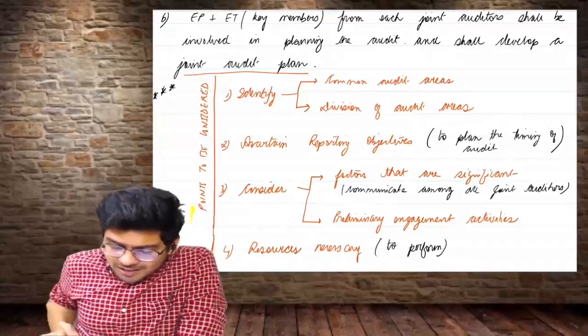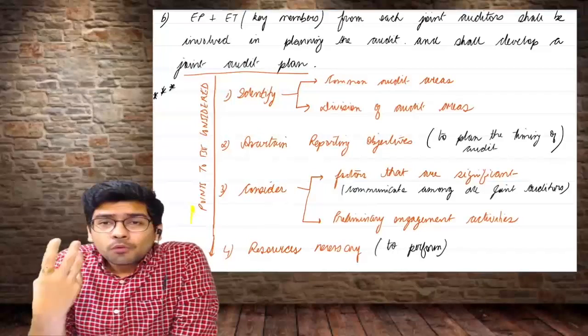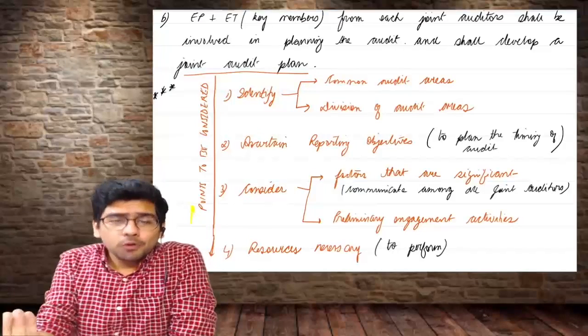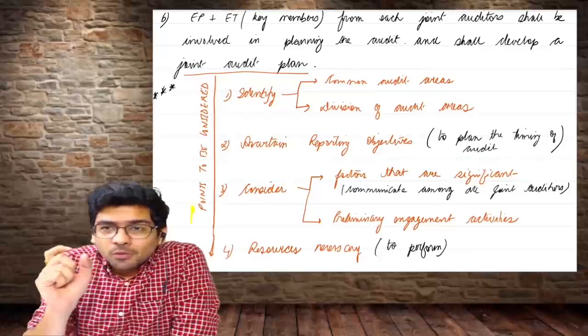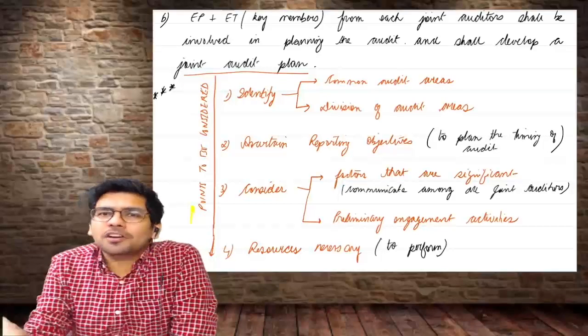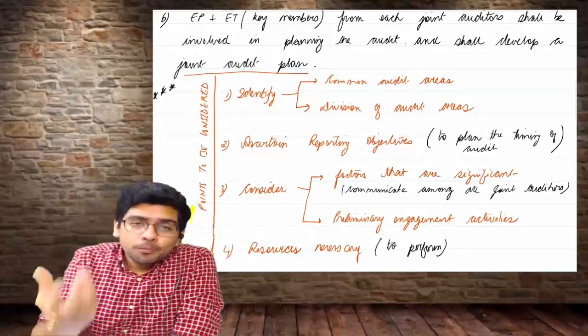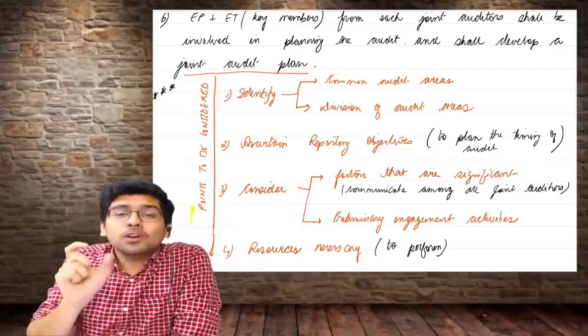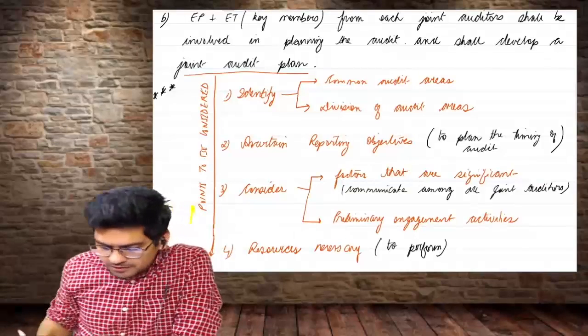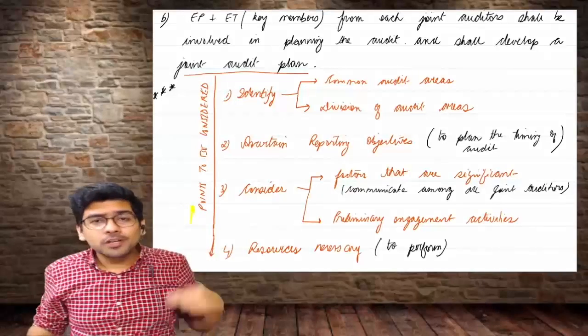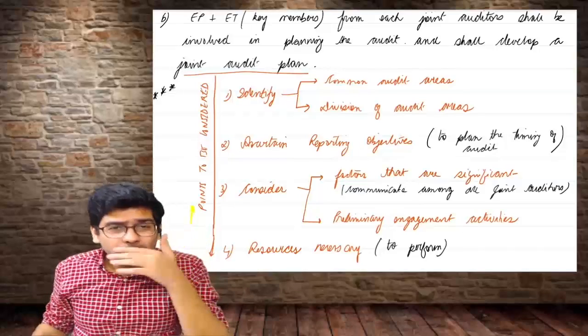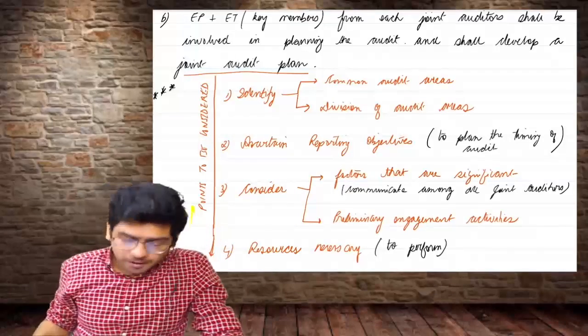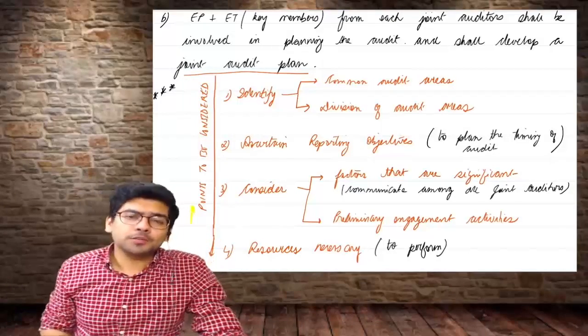Second, ascertain the reporting objectives. What do we have to report about? Let's say whether it is an income tax audit or a company audit. When do we have to report, and accordingly we'll plan, right? So the reporting objective is what you have to decide to plan the timing of audit, so that the entire planning of the audit can be done. Ascertain the reporting objectives.